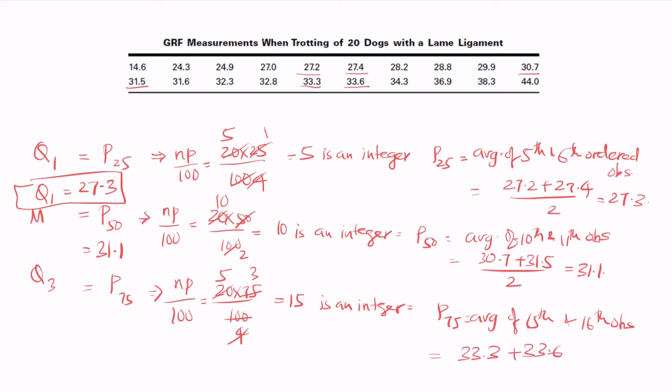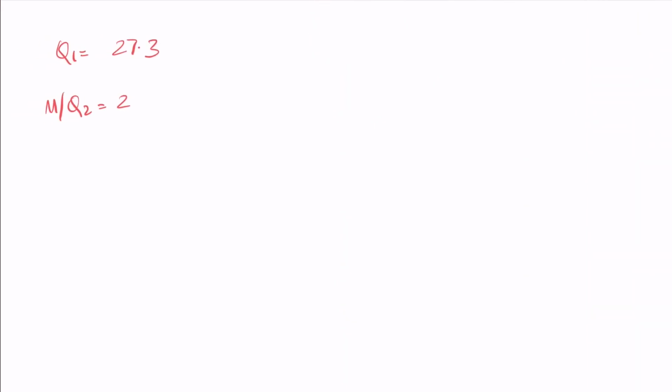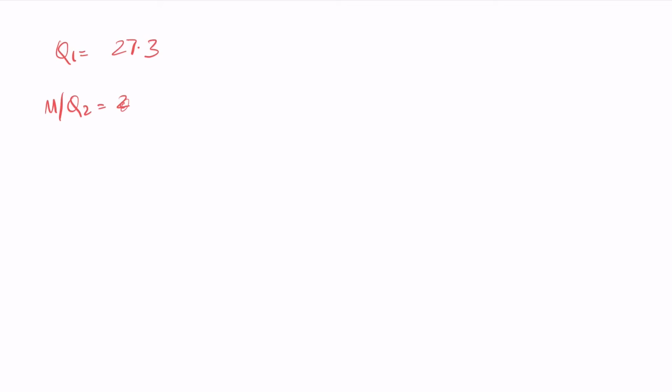So 33.3 plus 33.6 divided by 2. So that gives you 33.45. So now we have all the values that you need. So Q1 is 27.3. Median or Q2 is 31.1. Q3 is 33.45. So with these data we can now draw the plot.